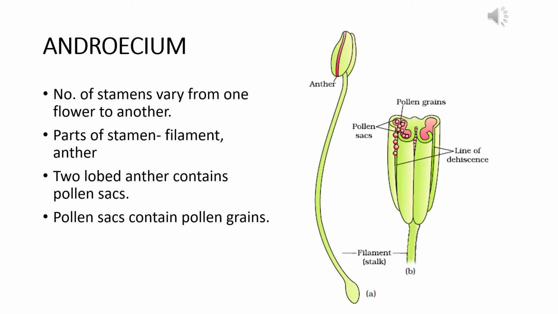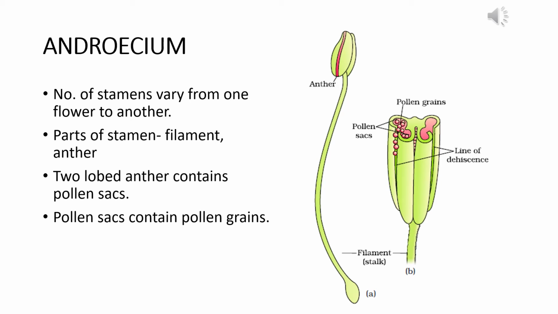which is also called the stamens or the male reproductive part of the flower. The number of stamens that are present in a flower may vary from one flower to another. Now, if we are just looking at a single stamen, there are two parts of the stamen. One is the filament, which is a long stalk-like structure.